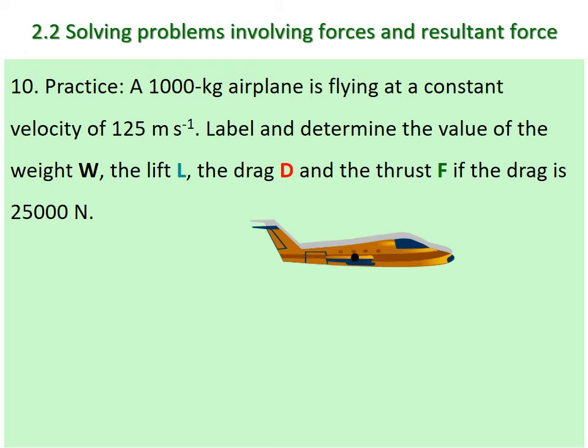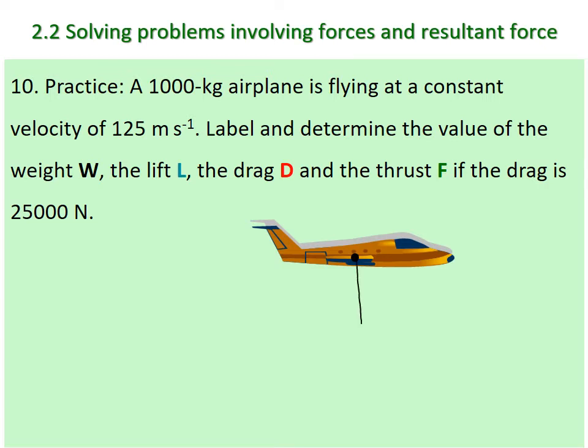Okay, practice problem number 10. A 1,000-kilogram airplane is flying at a constant velocity of 125 meters per second. Label and determine the value of the weight, the lift, the drag, and the thrust force, if the drag is 25,000 newtons. Okay, so let's label our forces.